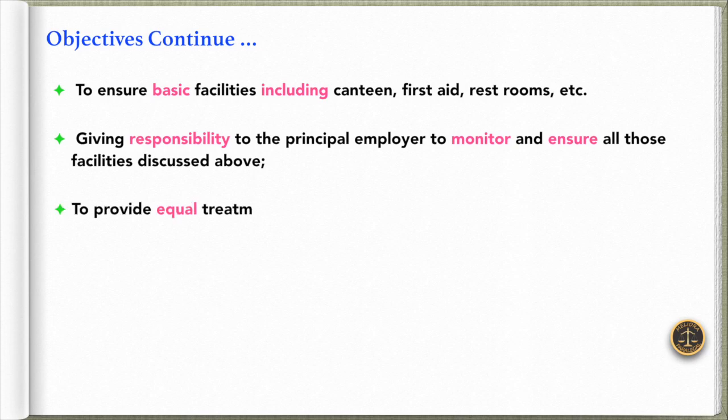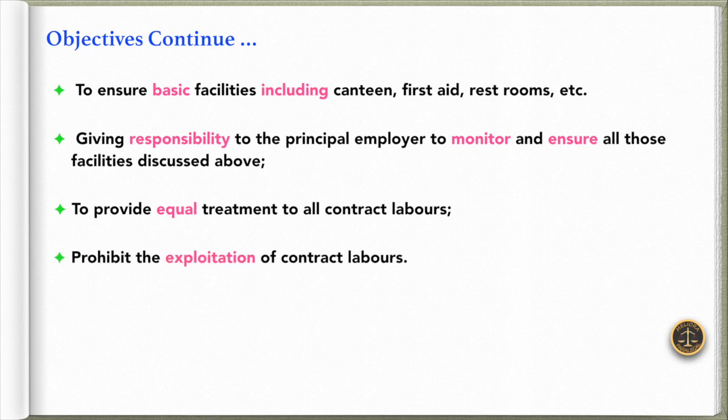To provide equal treatment to all contract laborers and prohibit the exploitation of contract laborers. So this is all about the Contract Labor Regulation and Abolition Act 1970.